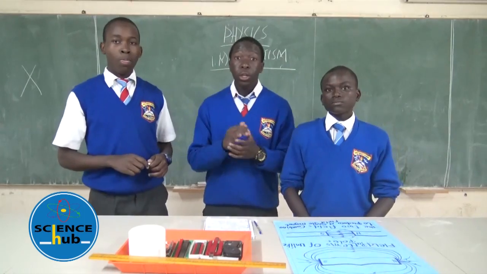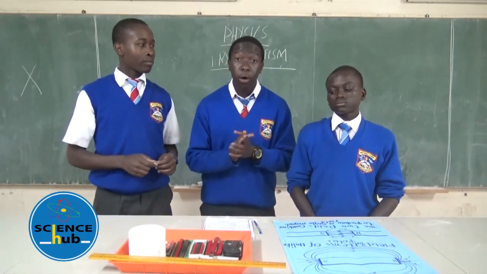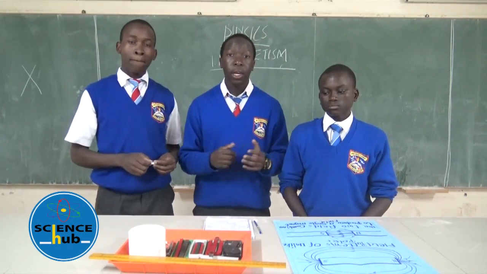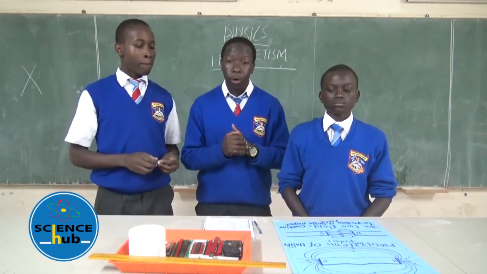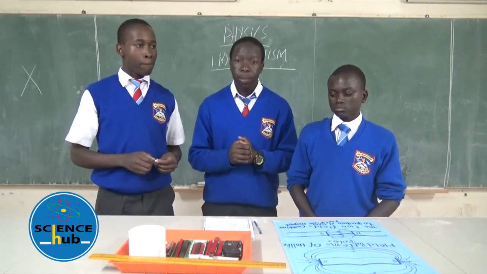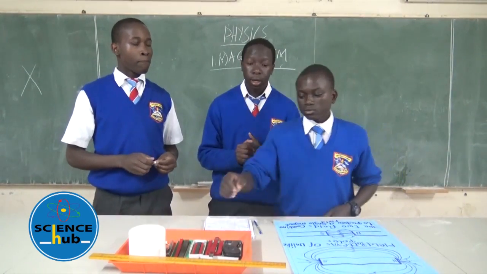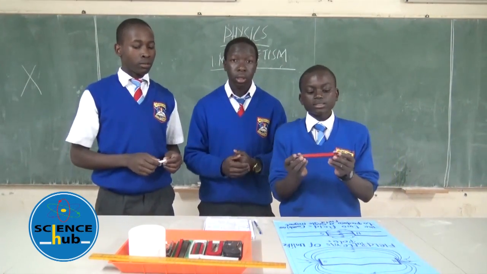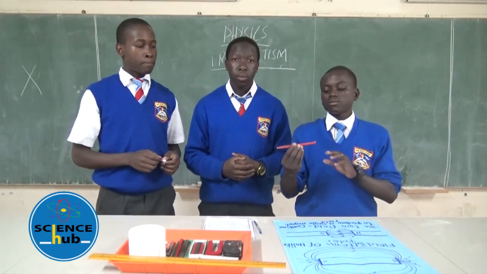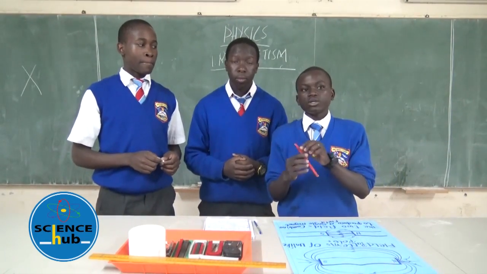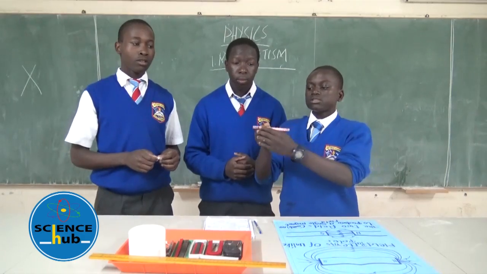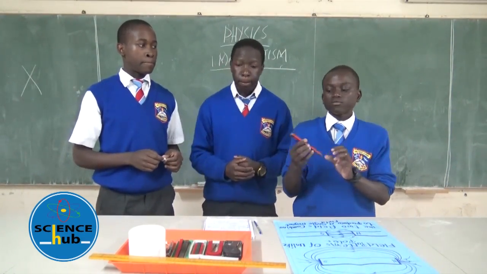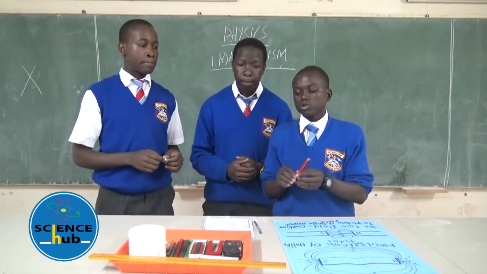On magnetism, you should also be expected to know more about the properties of a magnet. We have two properties of a magnet: the magnetic poles and the directional property, which shall be explained by my colleagues. When we are talking about the magnetic poles, a magnet has two ends, and these ends are the north pole and the south pole. Even if you look here, this end is the north pole and this end is the south pole.